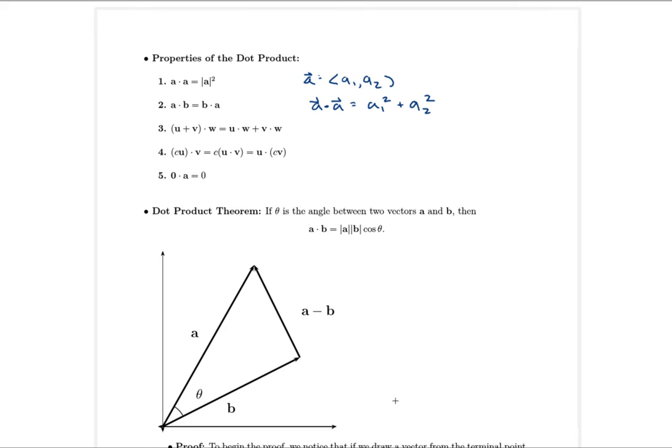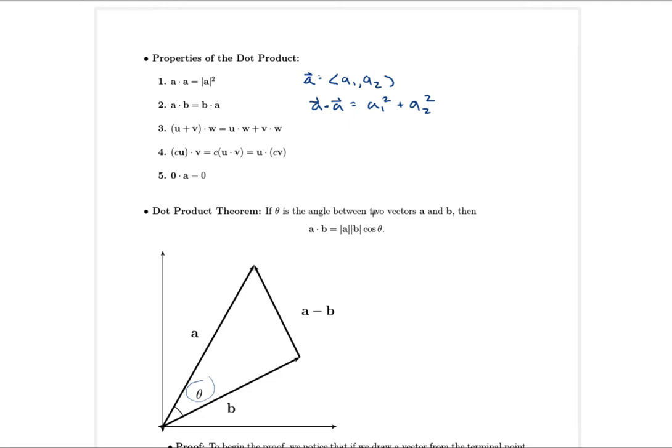So we have one way of computing the dot product. It turns out there's another equivalent definition. If you have the dot product of A and B and you know the angle between those two vectors, the angle right here between A and B, then the dot product is the magnitude of A times the magnitude of B times the cosine of that angle.